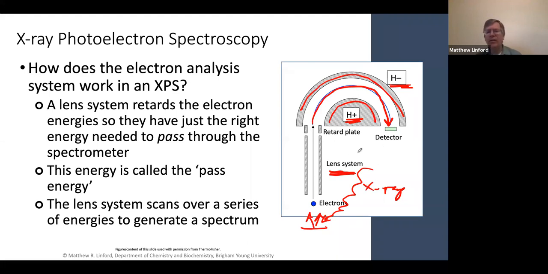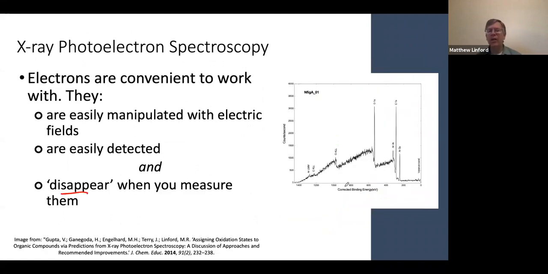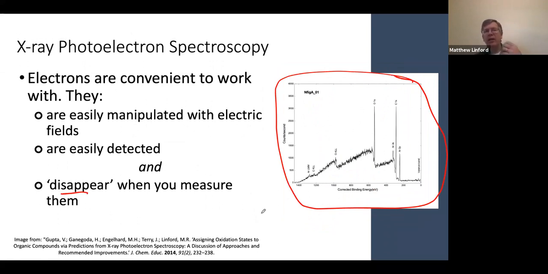And so what I do again is I scan the voltages here, allowing all the different electrons with different kinetic energies to go through my system. And that's what generates the spectrum that we've been seeing. So let's see, if we go back, yeah, this is the type of spectrum that we generate. And this is how we would have gotten a spectrum like this, by scanning the lens system and letting the electrons go through one after another by energy, and then generating something like this.